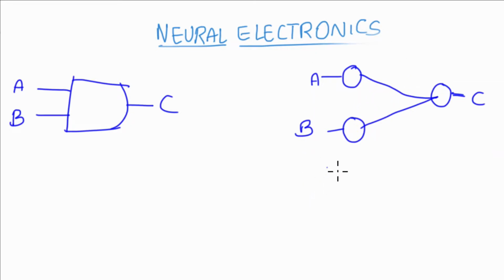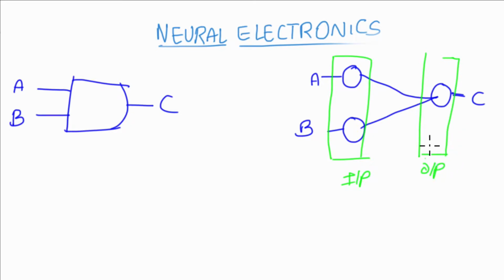In this neural electronics, in this neural network, this is the input layer. So this is the input layer, this is the output layer, right? And you can actually have many other hidden layers over here, but since this is a very simple case, we don't need any kind of hidden layers over here, and this will work just as fine. Let me undo this one.